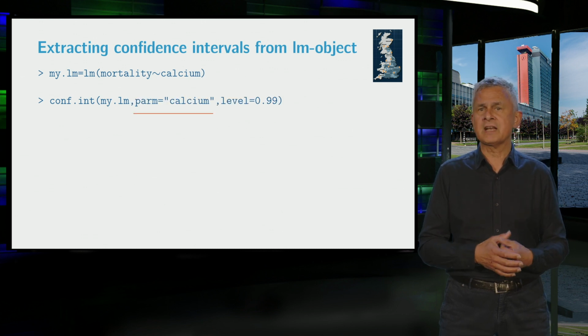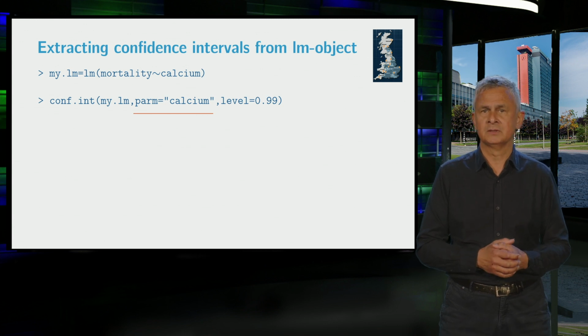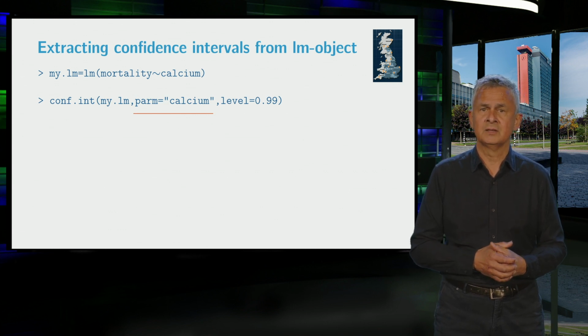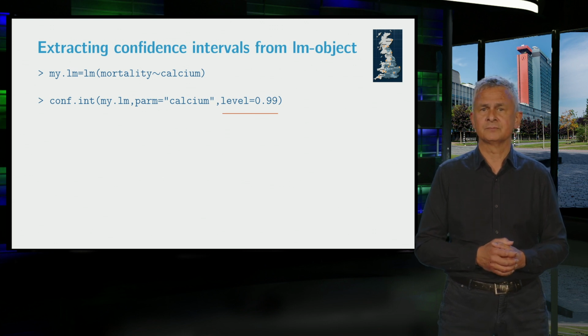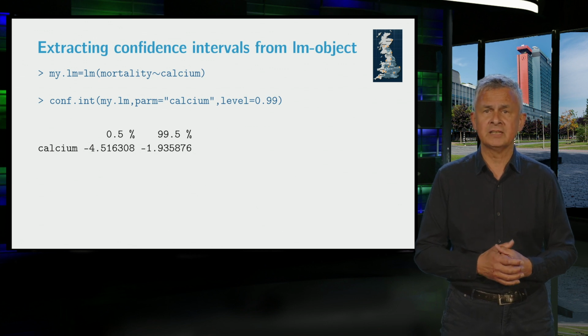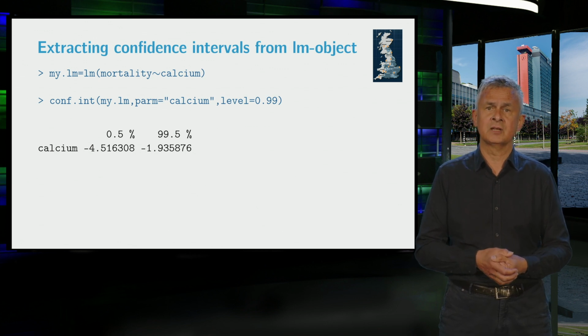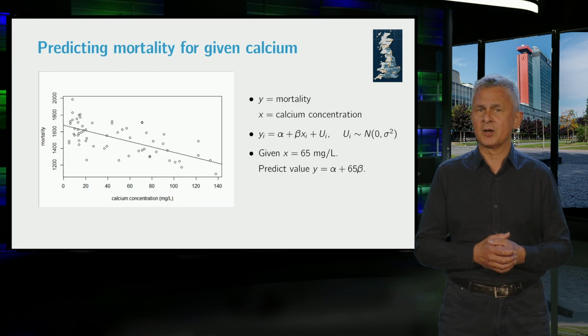Now suppose we want a 99% confidence interval for only the slope. Well, then one has to specify that this concerns the parameter corresponding to the variable calcium, and one has to adjust the level of the confidence interval. We find that an increase of 1 milligram per liter of calcium concentration leads to a decrease of about 2 to 5 in mortality.